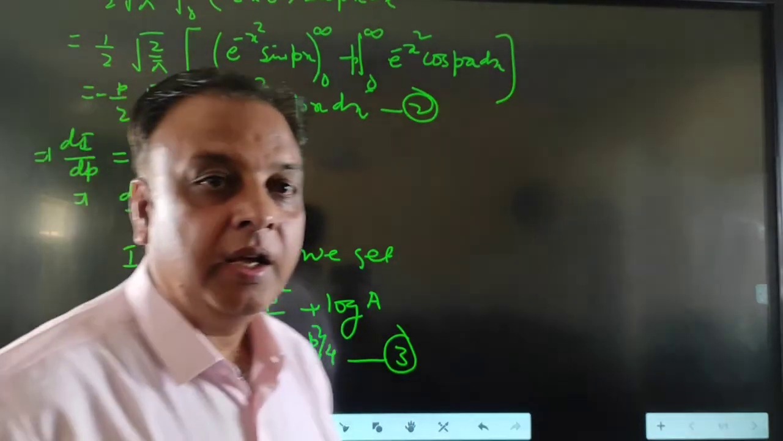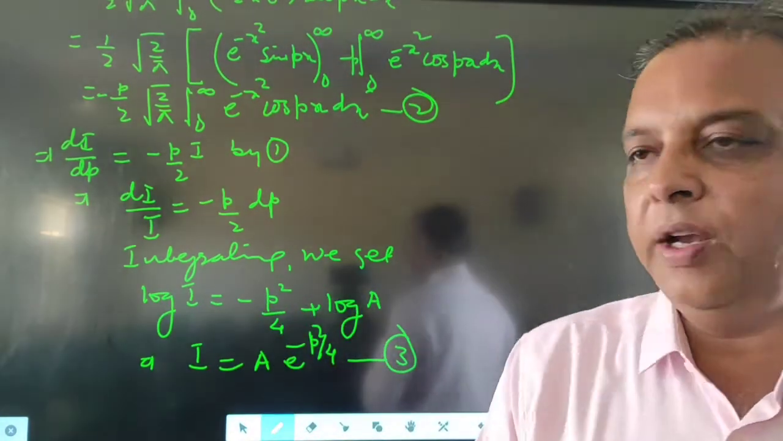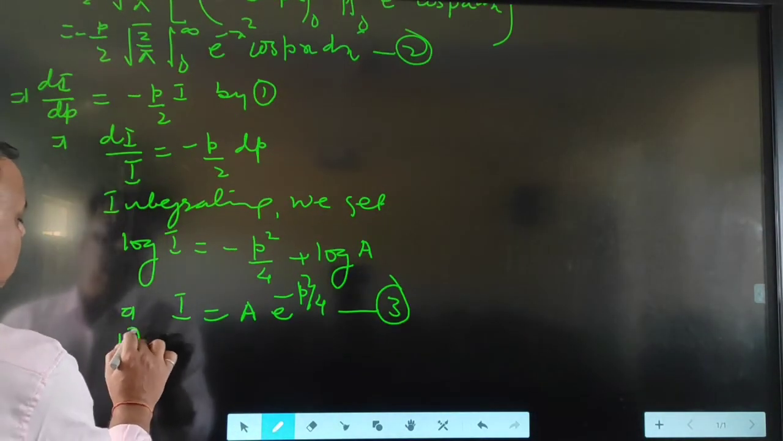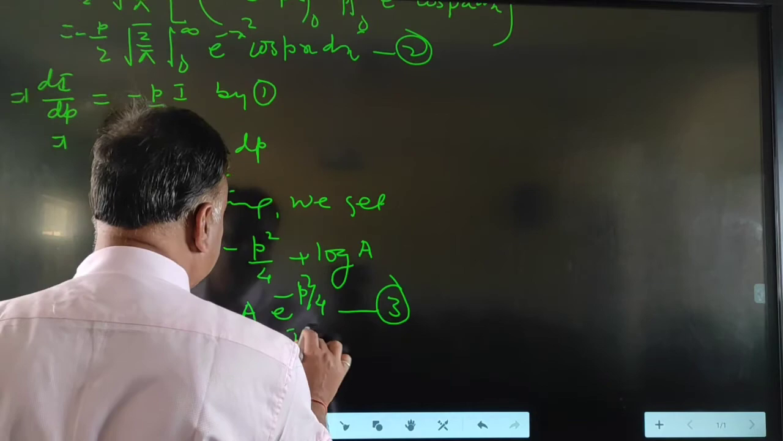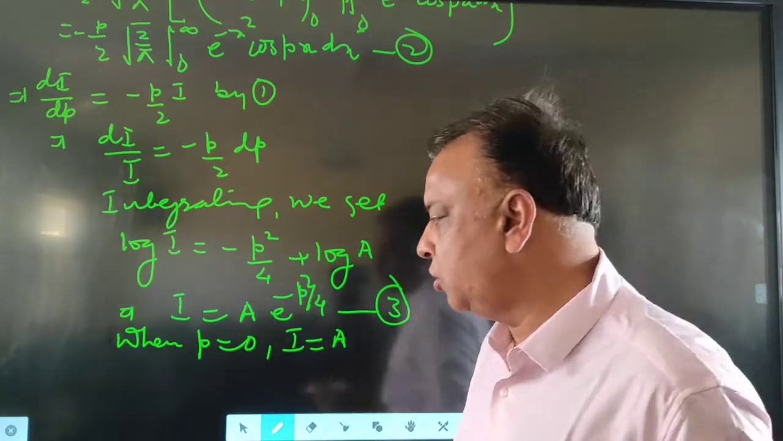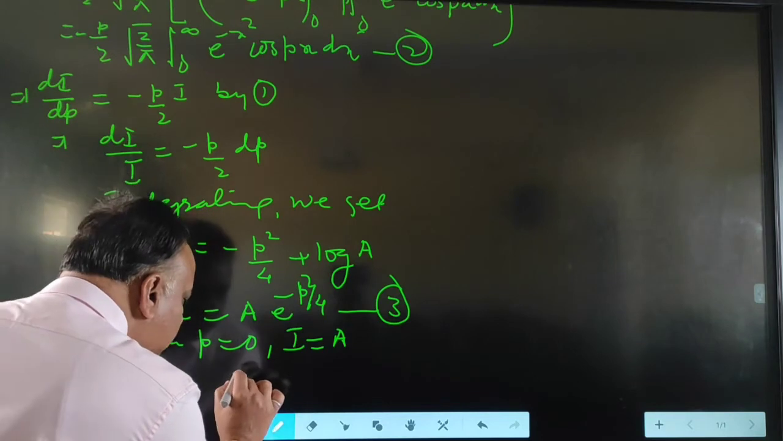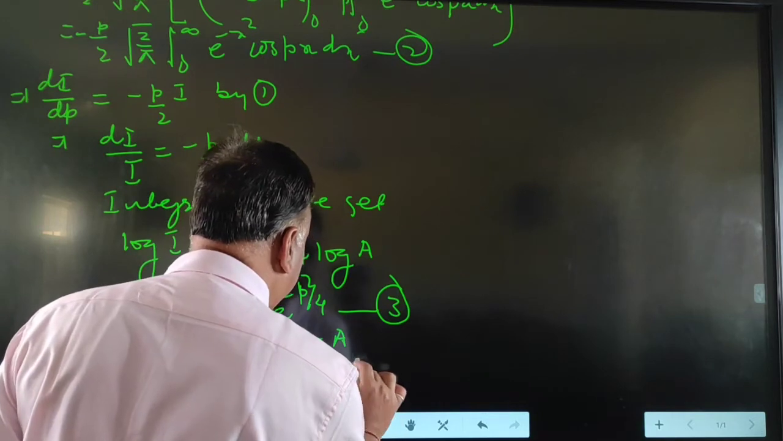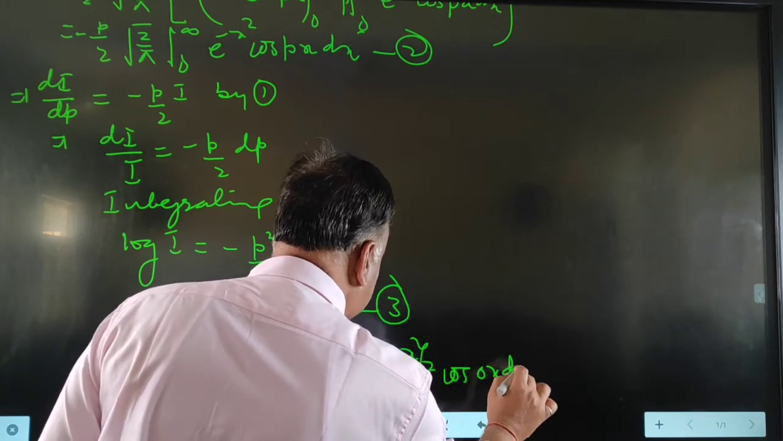I, which is the cosine transformation, we have to find the value of I. So for this one, we have to find the value of the constant a. Now, at initial conditions, when p is equal to 0, I is equal to a. So the value of a is equal to I at p equal to 0. So at p equal to 0, I is equal to under root of 2 upon pi integral 0 to infinity e raised to minus x square cos 0x dx.